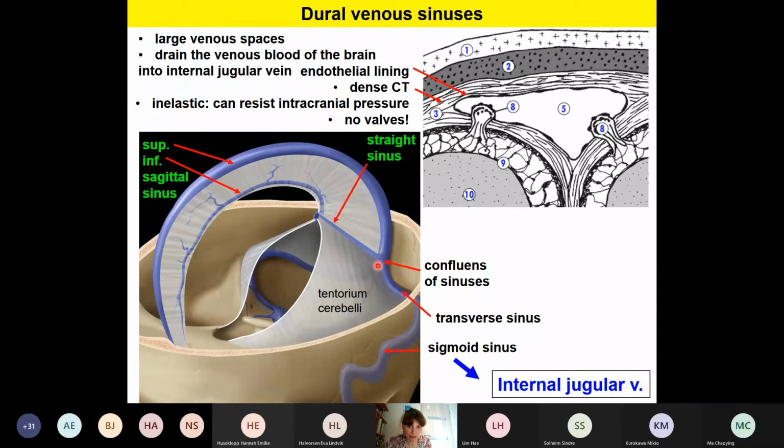And then you have also heard about the transverse and sigmoid sinuses in the first semester, when you discussed the skull, because these sinuses have a direct contact with the bone and form grooves on the inner surface of the calvaria and the skull. And at the end, the venous blood is drained to the internal jugular vein.